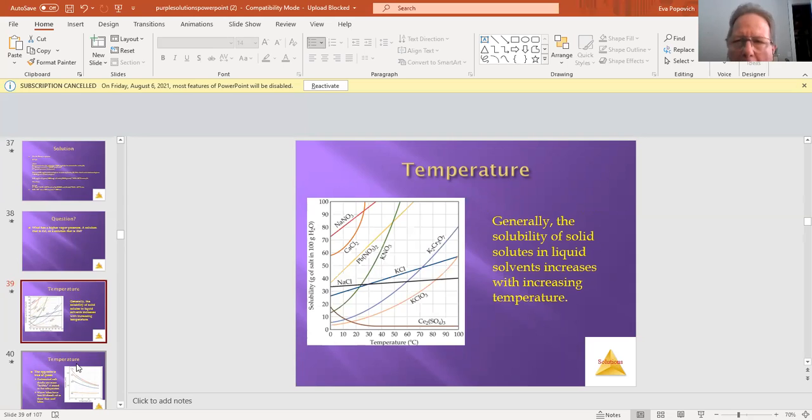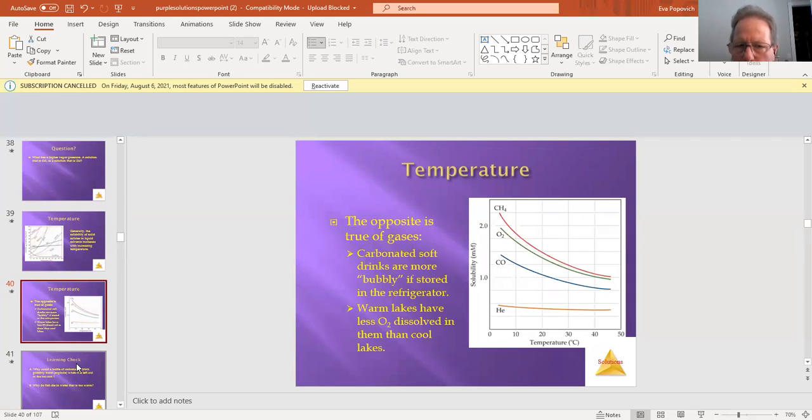On the other hand, if I'm talking about gases, the opposite is true. If I increase the temperature of a gas in a liquid, I decrease the solubility. And that only makes sense because when I am increasing the temperature, I'm increasing the agitation of everything that's in the solution. If I am increasing the agitation, then I am getting more of the gas to evaporate away, which means it becomes less concentrated.